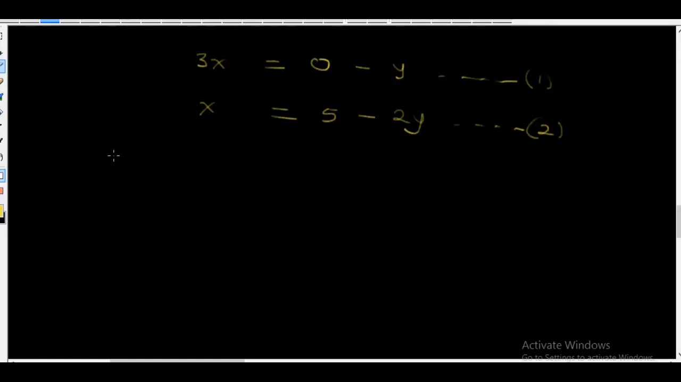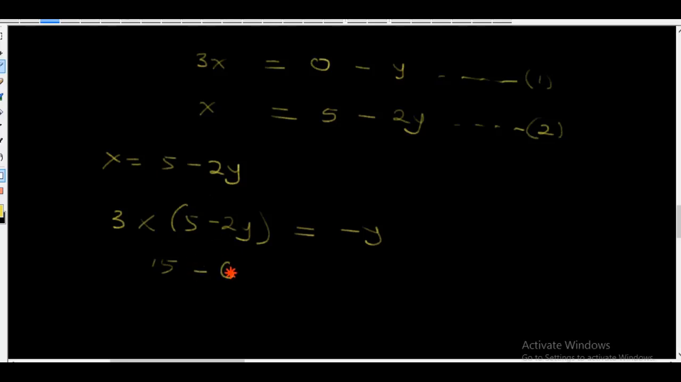All right, from equation 2, x is equal to 5 minus 2y. So we're going to replace this in equation 1. So you have 3 times, instead of writing x, I'm going to write 5 minus 2y, is equal to minus y. Multiply 3 times 5, you have 15. 3 times minus 2y is equal to minus 6y, is equal to minus y. So 15 minus 6y is equal to minus y.